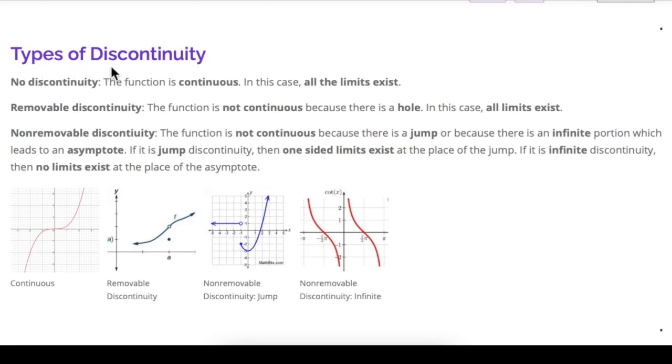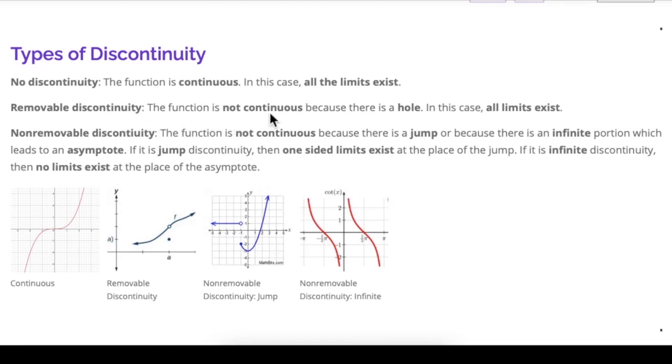First, let's go over the types of discontinuity. Of course, there are some graphs with no discontinuity. That is when the function is continuous. In this case, all limits exist. So here is a picture of a continuous function. There's no discontinuity here.